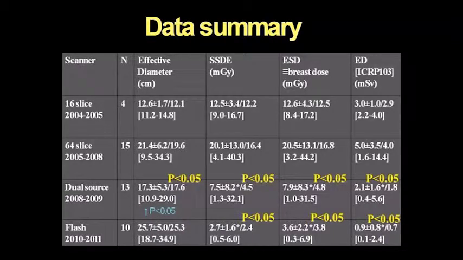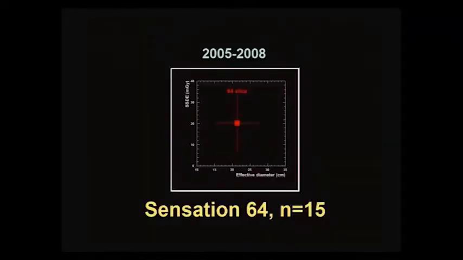To look at the diameter of the patient as well, they went down between the 2 scanners, so that can explain partially the reduction of dose. But between dual source and flash, the effective diameters actually went up, and despite that, the doses went down. So the technology keeps evolving and keeps moving us forward. This is another way of illustrating the same issue.